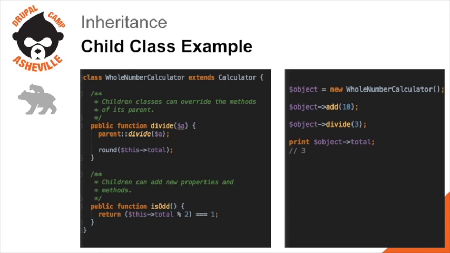So here we are with an example. I think I even already spoiled my example, but we've got our child class over here. Now we instantiate it the same way we did our other calculator, but we call it by name. So our object is a new whole number calculator. We can add 10, which, notice, I haven't defined the word add here, and so it's calling the calculator's add method. We add 10 to 0, then we divide by 3, and we print out that total, and since that number was rounded off, our result would be the number 3.